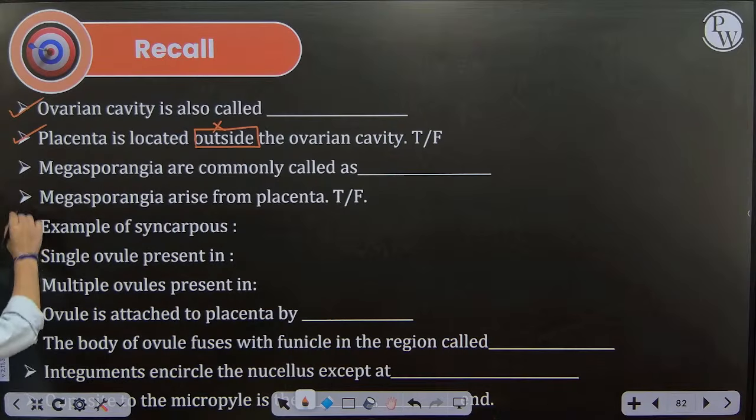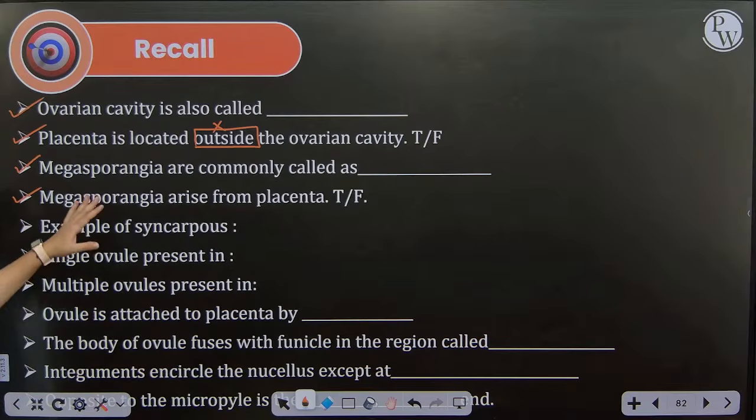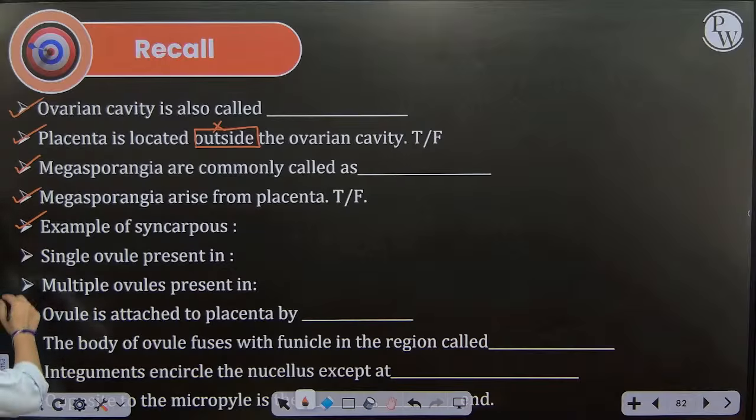Megasporangia are commonly known as ovules. Megasporangia arise from placenta. Yes, placenta helps in formation of megasporangia. That statement is true. Examples of syncarpous ovary are papaver, mustard, tomato. Single ovule is present in wheat, paddy, mango. What about multiple ovules? Papaya, watermelon.